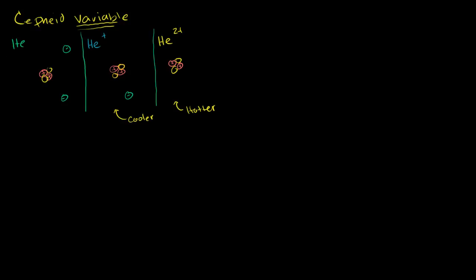Now, the other thing about the doubly ionized helium is that it is more opaque, which means it doesn't allow light to go through it. It absorbs light. Or another way, it absorbs that light energy, and that energy will make it even hotter. So that's just something to think about. Now, the singly ionized helium is more transparent.